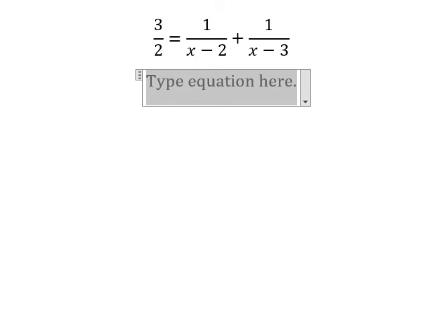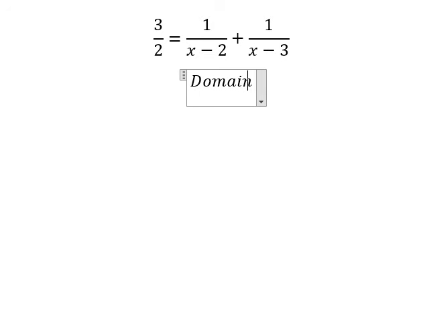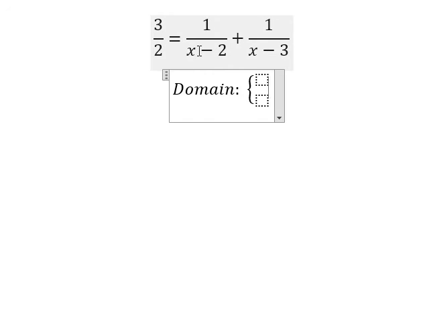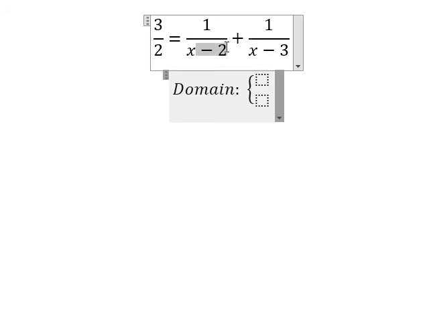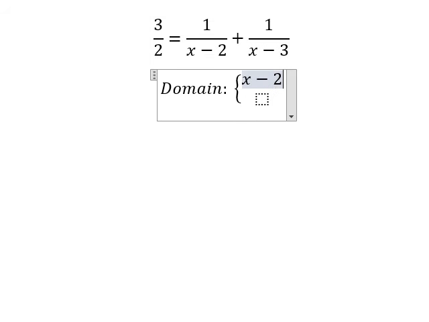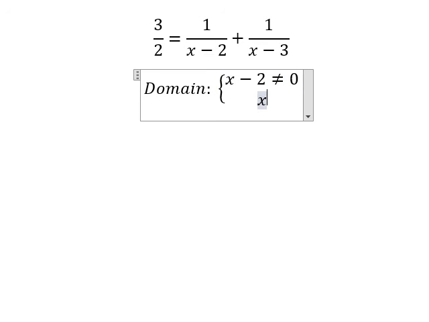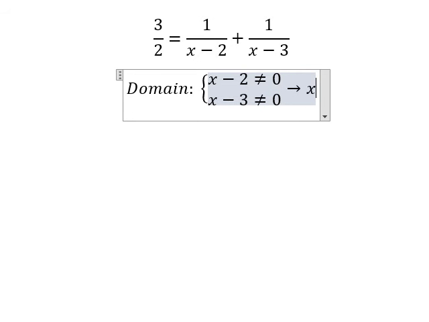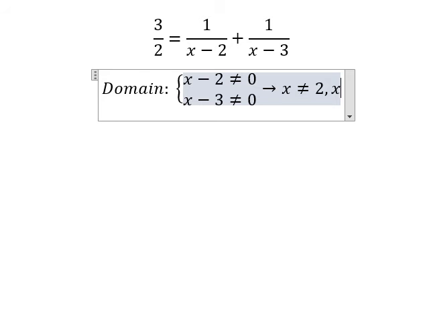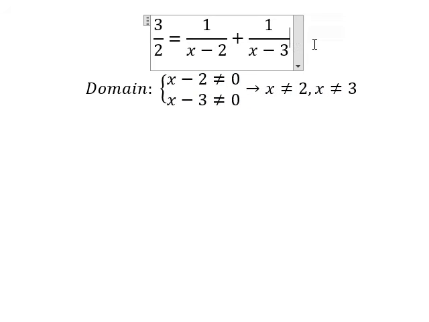We need to consider the domain. So we know that this one cannot equal 0 and this one cannot equal 0. So s minus 2 cannot equal 0 and s minus 3 cannot equal 0. So we can say that s cannot equal 2 and s cannot equal 3.